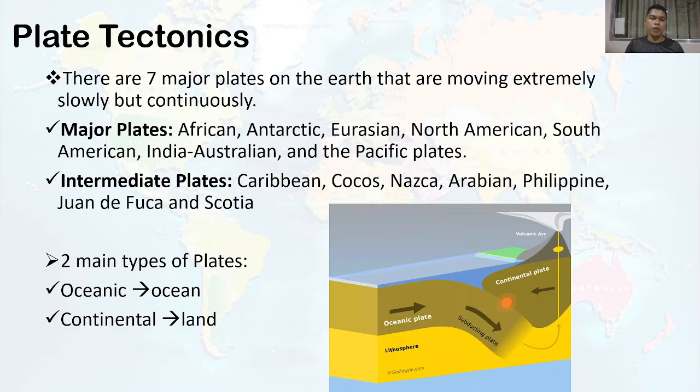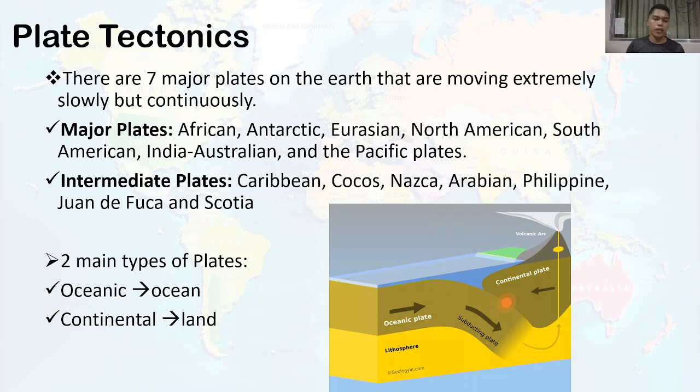There are 7 major plates on Earth that are moving extremely slowly. We cannot notice that these plates are moving because they are extremely slow but continuous. The major plates include the African, Antarctic, Eurasian, North American, South American, Indian, Australian, and the Pacific plates. The intermediate plates include the Caribbean, Cocos, Nazca, Arabian, including our Philippine plate, Juan de Fuca, and the Scotia.